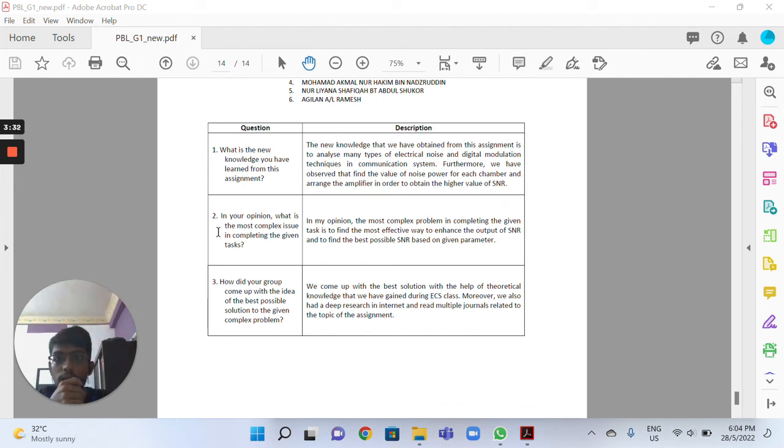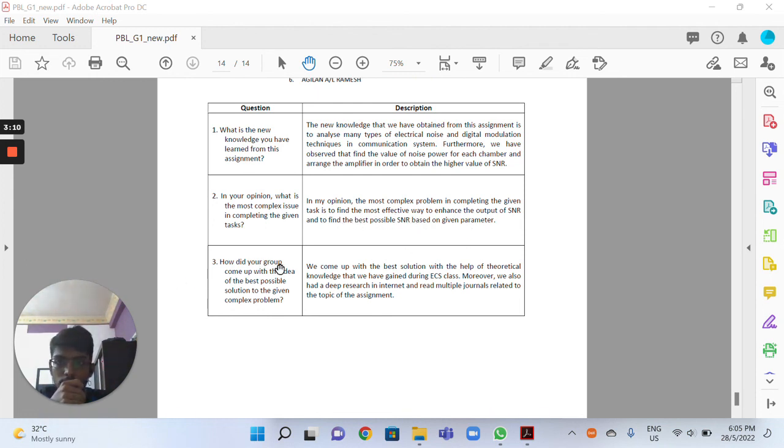Second question, in your opinion, what is the most complex issue in completing the given task? The most complex problem in the given task is to find the most effective way to ensure the output SNR and the best solution for SNR based on the given parameters. How did your group come up with the idea of the best possible solution to the given complex problem? We came up with the best solution with the help of tutorial knowledge that we gained during ECS class. Moreover, we also did deep research on the internet, reading multiple journals related to the topic of the assignment.